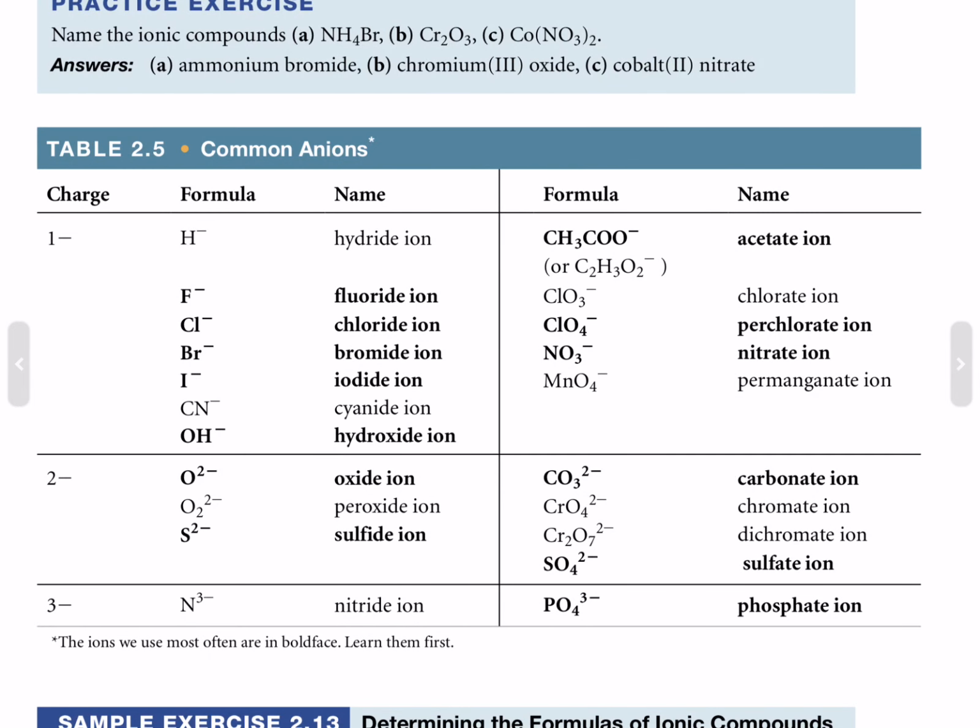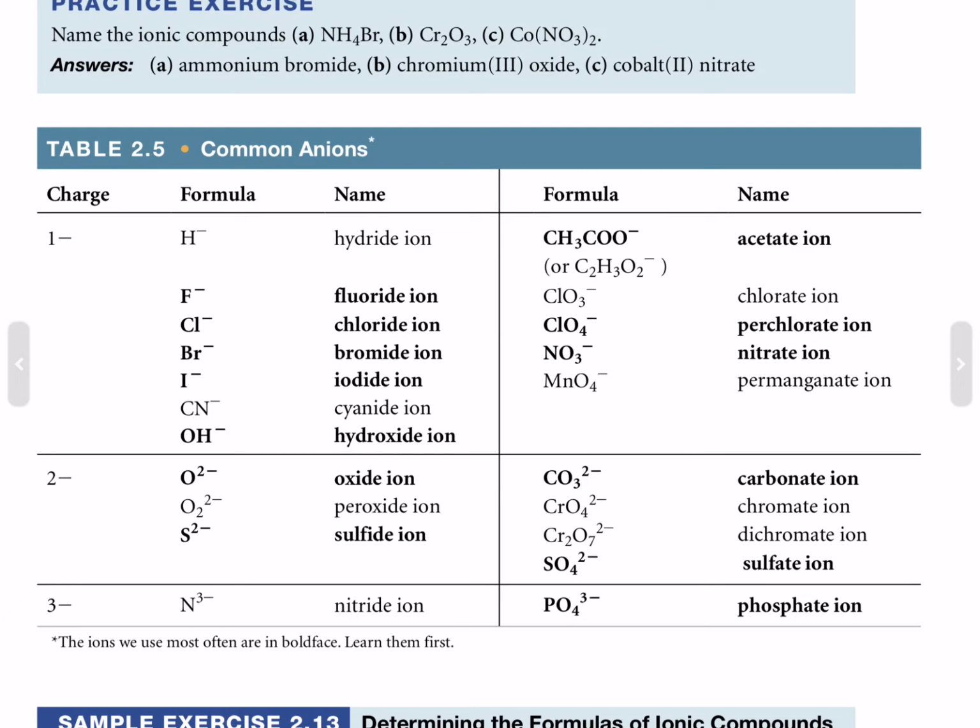Table 2.5, common anions. Hydrogen with a negative 1 charge is called hydride. F negative 1, fluoride; Cl negative 1, chloride; bromide ion, iodide ion, cyanide ion, hydroxide ion.